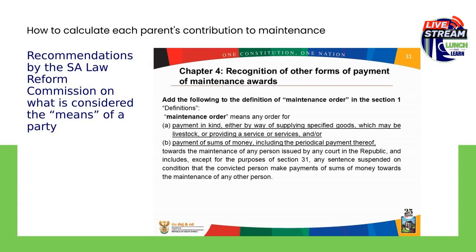So one of those things in Chapter 4 was the recognition of other forms of payment of maintenance awards. Now, for the life of me, I don't understand why they call it a maintenance award, because it's not a prize. It's something that the parents need to pay. It's part of their common law duty of support. But they call it maintenance awards. That's basically what is meant by that. It's just the amount of maintenance that needs to be paid.